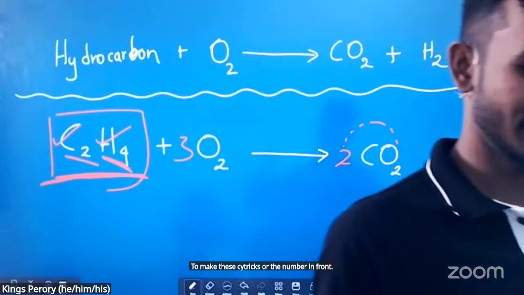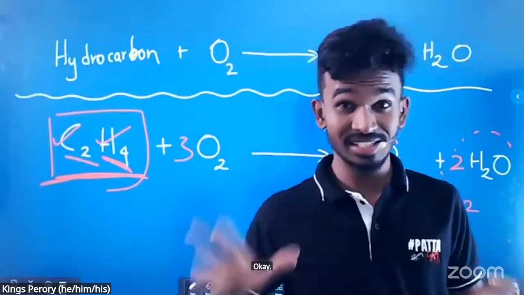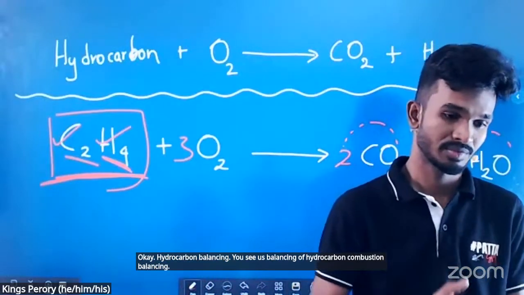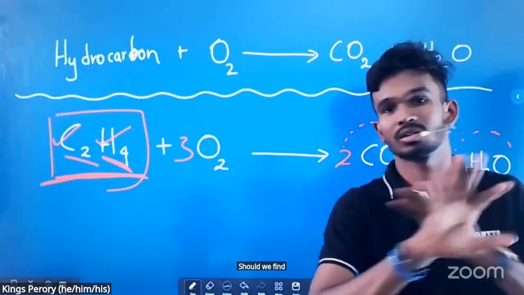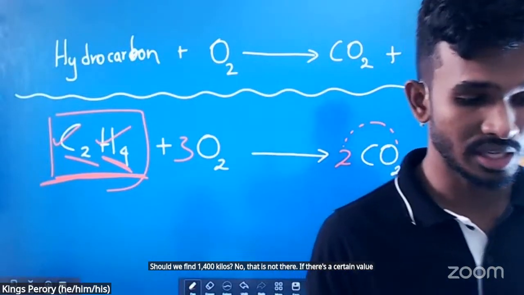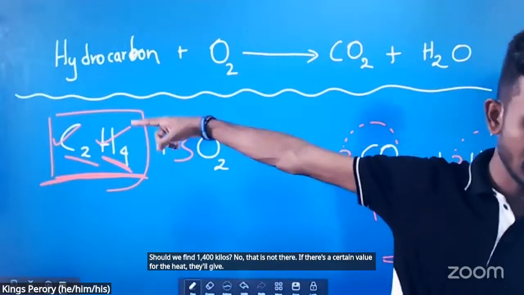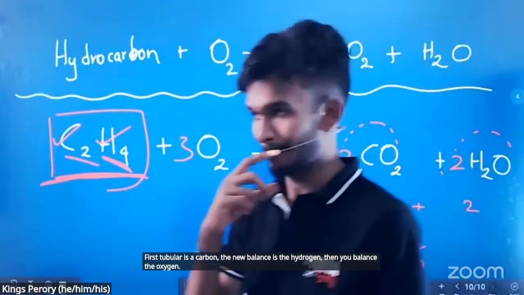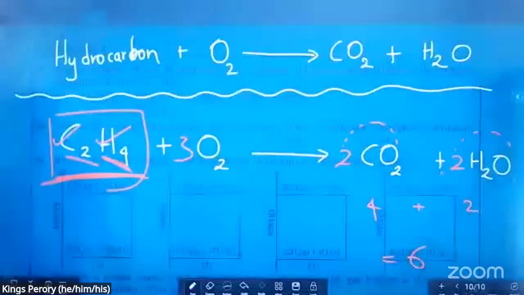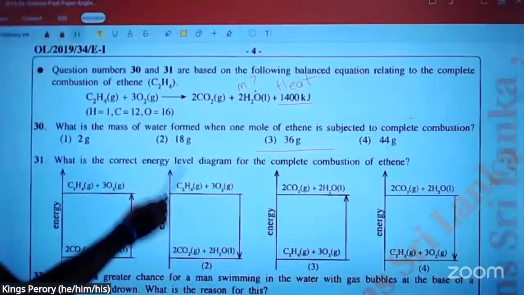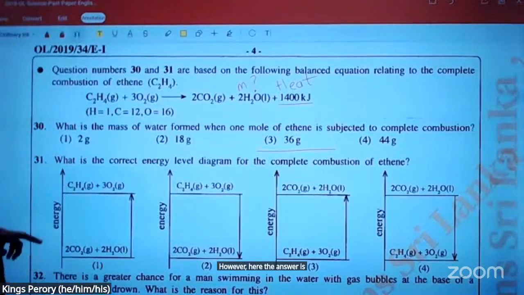So hydrocarbon combustion balancing is the easiest balancing. Should we find 1400 kilojoule? No, that is not there. If there's a certain value for the heat, they'll give it. First you balance the carbon, then you balance the hydrogen, then you balance the oxygen. So the answer here is answer number 3.